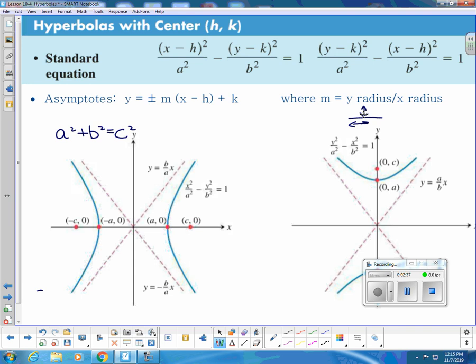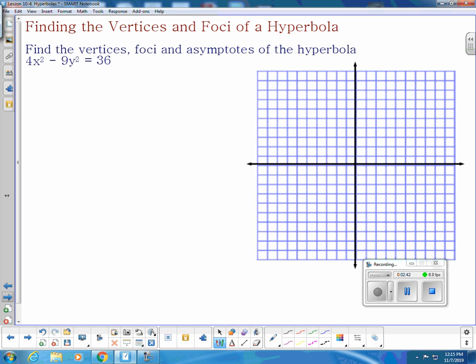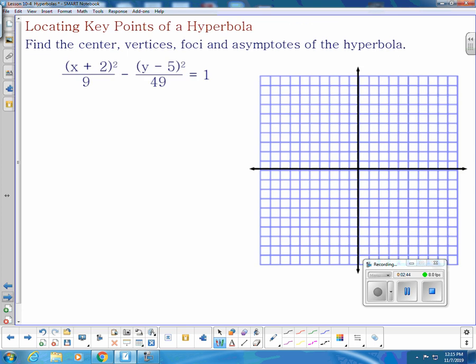You ready? Try one? We're just going to jump in. I'm going to skip the easy one. We're jumping straight to the heart. Okay. So what's the center? Just like yesterday, what is the center? -2, 5, right? The x comes from the x. The y comes from the y. Parenthesis. Okay. Under the x, we have 9. So I'm going to go right and left. How many? 3. My a value is 3.